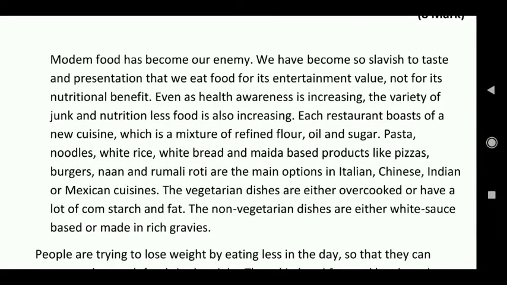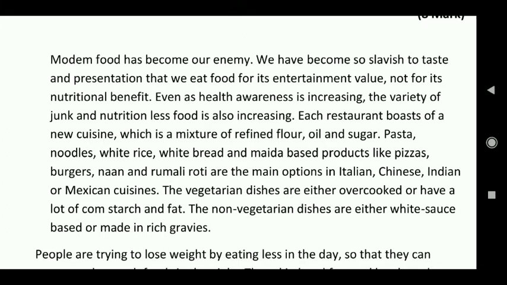The vegetarian dishes are either overcooked or have a lot of common starch and fat. The non-vegetarian dishes are either white sauce based or made in rich gravies. So here it is all about modern food.